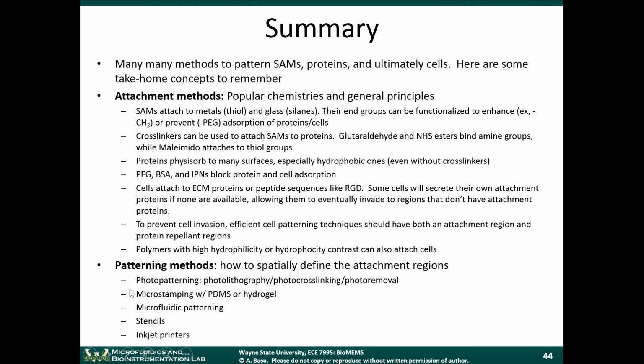Another method was microstamping with PDMS or hydrogels. Then microfluidic patterning is where you put a channel on top of it and you flow liquid through the channel and then remove the channel. That was used to pattern proteins. We saw that earlier, and just now on the last slide we saw that you can also pattern cells using that technique. Stencils are very straightforward, a nice thing to use. They're just thin membranes of the PDMS or some other material. You put that down on the substrate. In some areas the fluid goes in, in the other areas it doesn't. And then inkjet printing, which can be done in 2 dimensions. It could also be done in 3 dimensions.